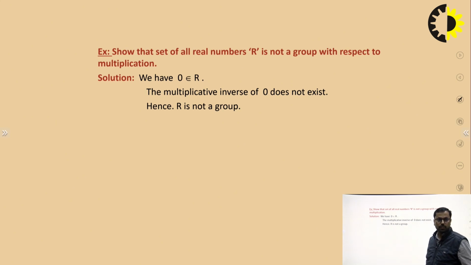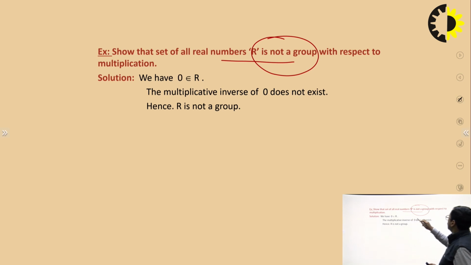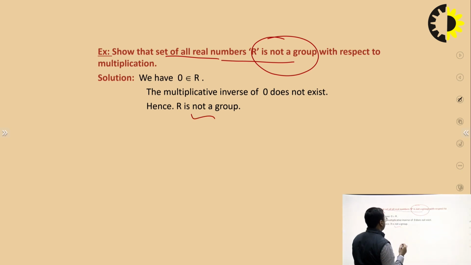This is the other one. The set of all real numbers R is not a group with respect to multiplication, because 0 does not exist as having an inverse. The multiplicative inverse of 0 does not exist. Here R is not a group. This is the term where the properties collapse, so we can say it is not a group.